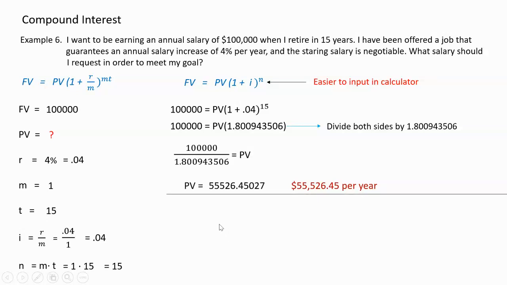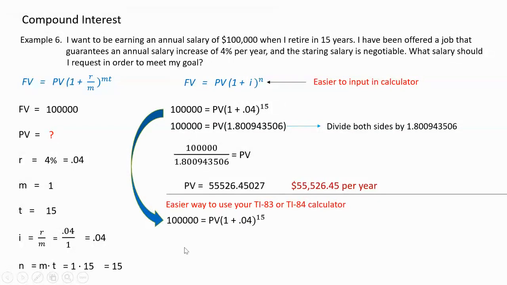Okay, now let me show you another way, right? That you can have the easier way to use your TI-83, TI-84 calculator, in a steady, easy flow of the calculator. Okay, so let's come over here. So this is what you're going to enter in the calculator. You're going to put 1 parentheses 1 plus 0.04 close parentheses to the 50th power. If you do that, you should see on your screen 1.800943506 in your calculator. That's what you should see.